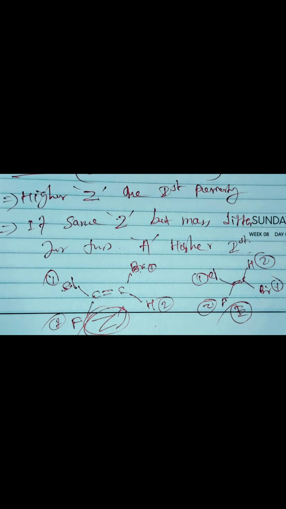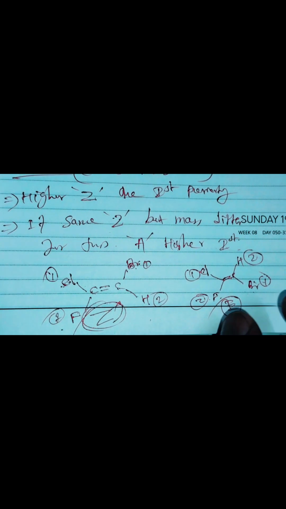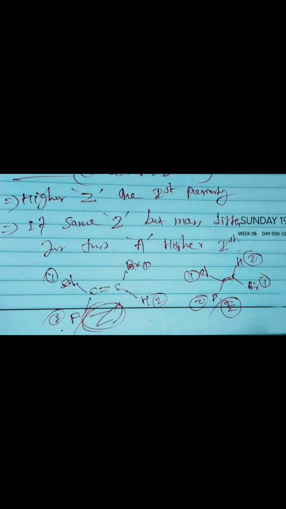So this is mostly enough. Suppose sometimes the chain length increases or a substituent atom is similar; we can go to the next level of atoms. At least at some stage, different atoms must come, and only then is it showing geometrical isomerism. These two categories are mostly enough for geometrical isomerism, especially for NEET and JEE.